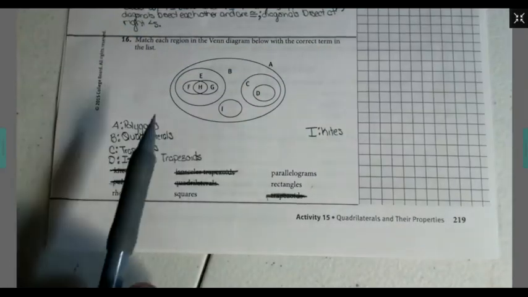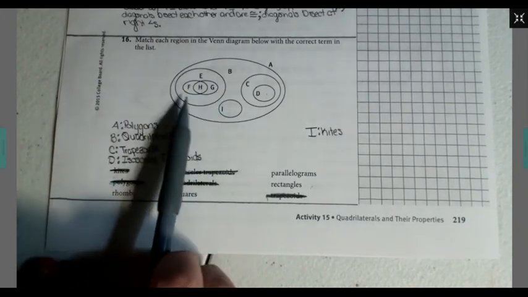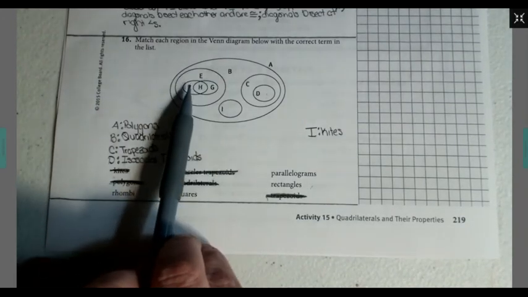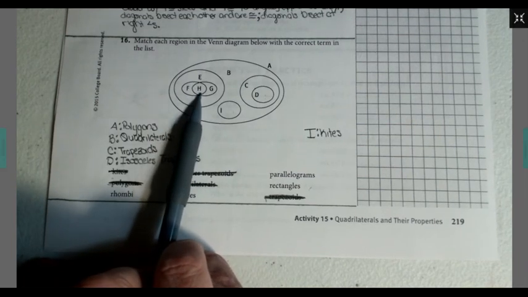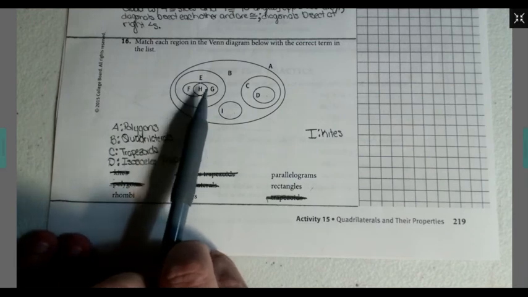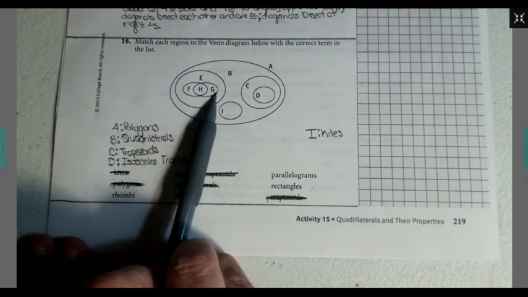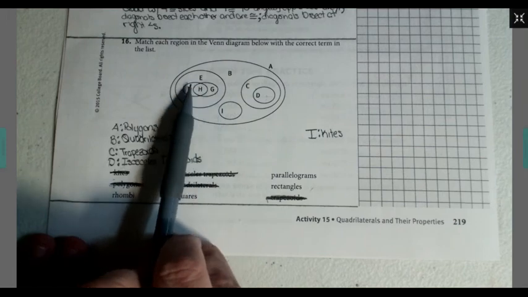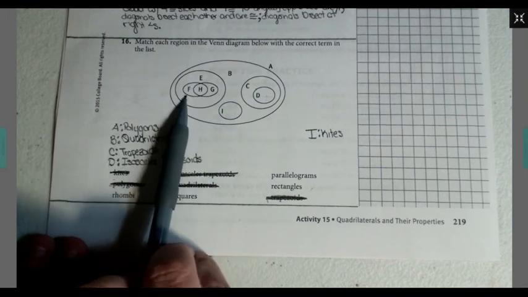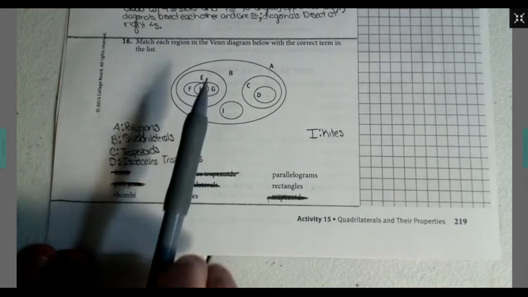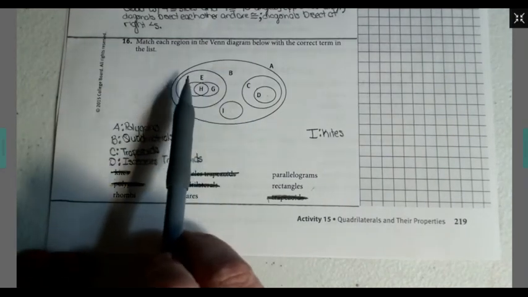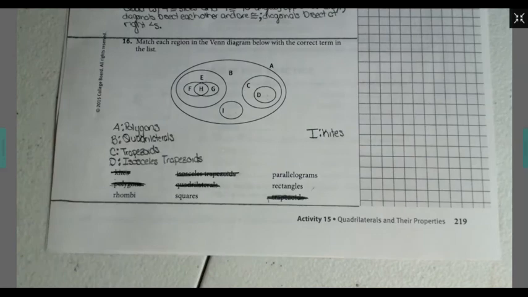Now, of the 4 words over in this section, the E, F, G, H, which one is the center section? Which means H would have all the characteristics of F and all the characteristics of G. But there's a section of G that does not have characteristics in common with F, and vice versa for F to G. But E is a characteristic of all 3 of these.